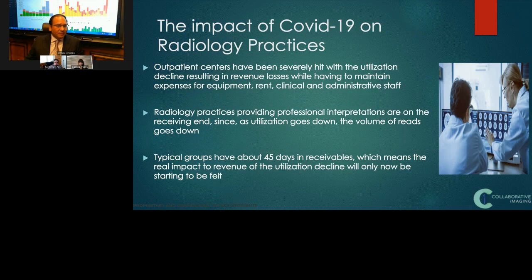So on radiology practices specifically, our outpatient centers have been hit severely with utilization decline. This has resulted in significant revenue losses because they still have to pay for their equipment, they have to pay for rent, the clinical and administrative staff, but again, there's no volume coming in. Radiology practices, in turn, have also suffered because now they don't have professional interpretations to provide since utilization has gone down significantly.